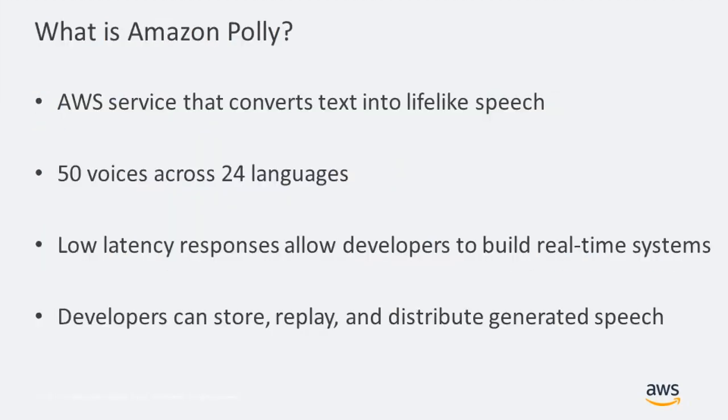Amazon Polly is a text-to-speech service that we launched at reInvent 2016. We currently offer 50 voices across 24 languages, and you can use this service to generate speech on the fly in real time. Once you've generated that speech, you can store it, cache it, and replay it locally, and reuse it as many times as you like.